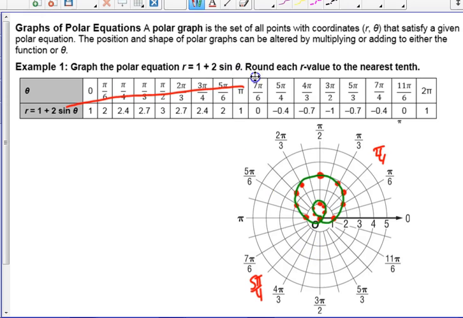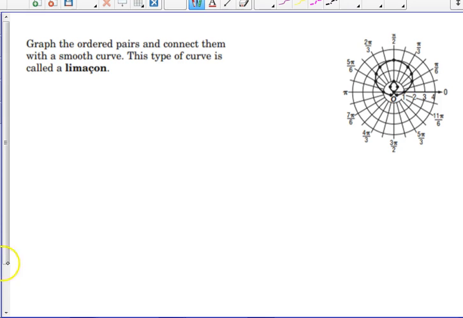Now, what I did to get those values, guys, I put in 0, I put in pi over 6, I put in pi over 4, and got all these decimals. Who wants to have to graph all these that way? Miserable, right? Miserable. So thank goodness we have the technology to do this. This one got, there's the word, guys. It's called limacon. Okay, that's what that thing is.